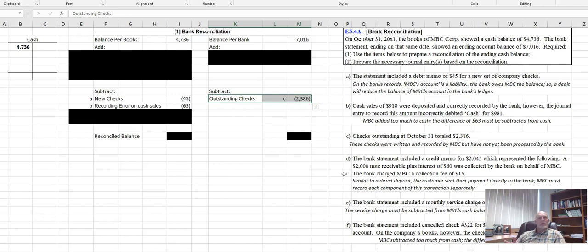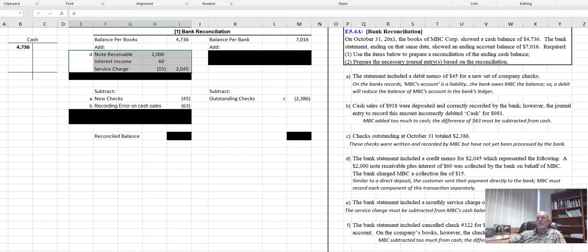It's kind of like a direct deposit. So the bank collected this for us, and the bank has already included this in their number. So now we need to add that to our balance. And so the total that we're going to add is $2,045, but we're going to break it up into its components.